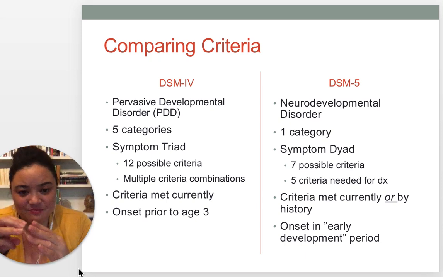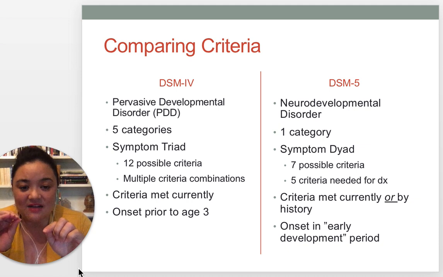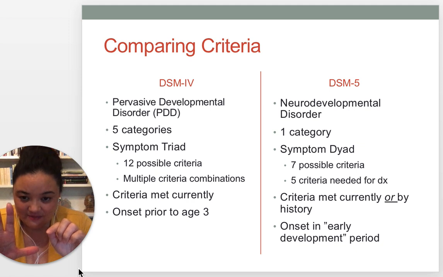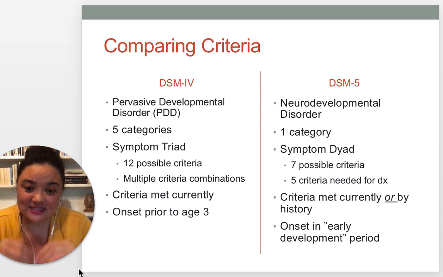Right? Under the symptom dyad, there are 7 possible criteria that clinicians look at, 3 under social communication, 4 under restricted and repetitive behaviors and mannerisms, and you need to have a combination of 5 of these criteria in order to receive a diagnosis of autism, right? All 3 in social communication deficits, and then 2 out of the 4 in the restricted interests and repetitive behaviors. There's also a difference in when the individual needs to demonstrate these deficits. Under the DSM-4, the individual who was being diagnosed had to currently demonstrate these deficits.